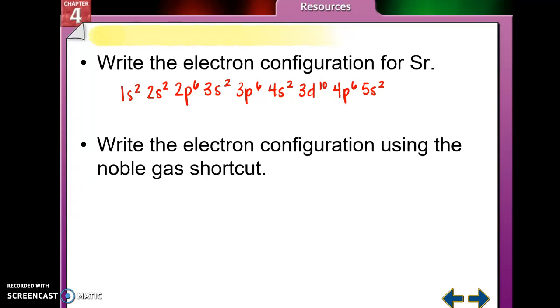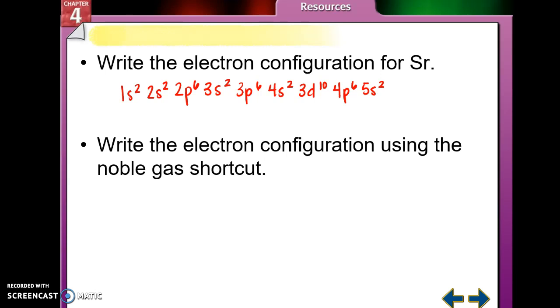If I wanted to write the noble gas shortcut for this, I would find strontium on the periodic table. Strontium is on the 5th period, so it's on the 5th row if you count down. Hydrogen starts the 1st period, lithium starts the 2nd, sodium starts the 3rd, potassium starts the 4th, and rubidium starts the 5th period, and strontium is next to rubidium. I drag my finger over, and the noble gas on the 5th period is xenon. But xenon has 54 electrons, and strontium only has 38.